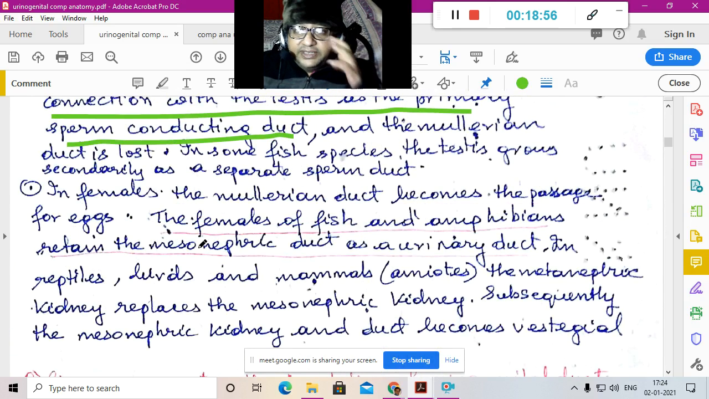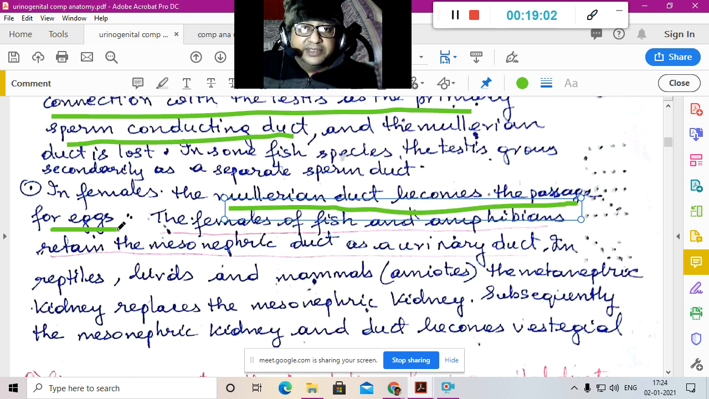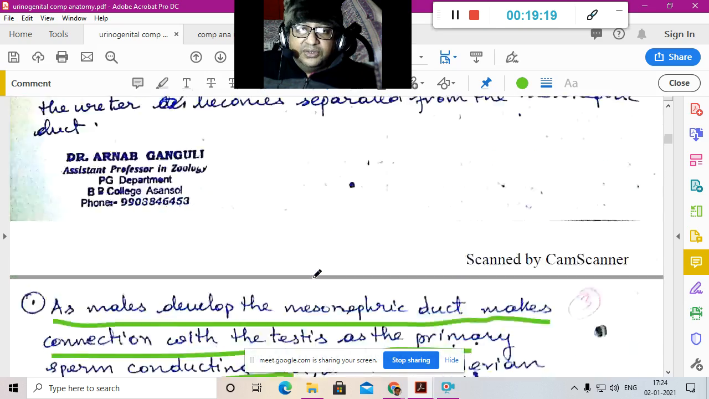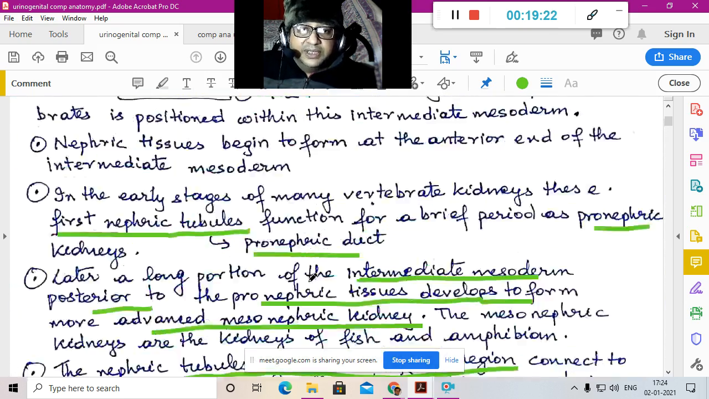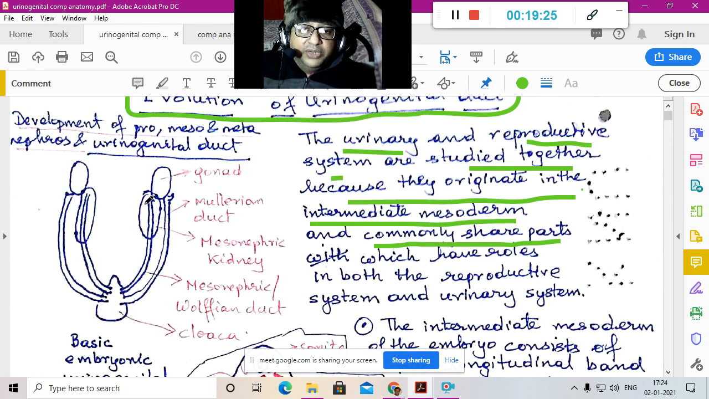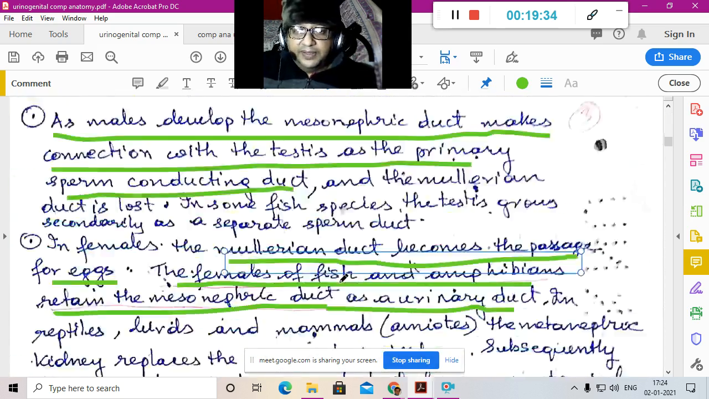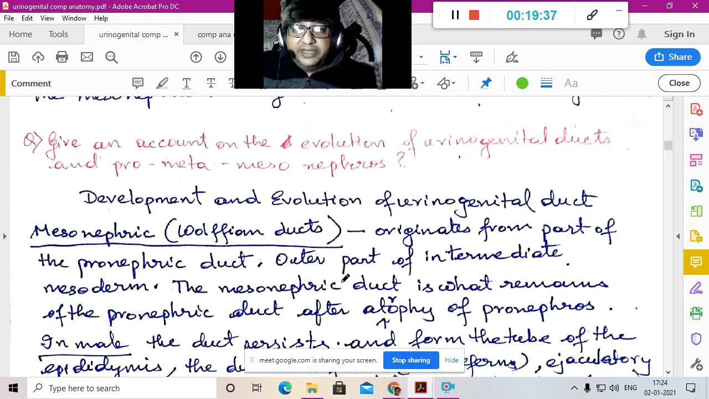Okay, in females it is just the other way around. The Mullerian duct becomes the passage for eggs, and the Wolffian duct is lost. But the females of fish and amphibians retain the mesonephric duct, or the Wolffian duct, as a urinary duct. So this becomes only the kidney urinary duct in the females. So this is how the development takes place.